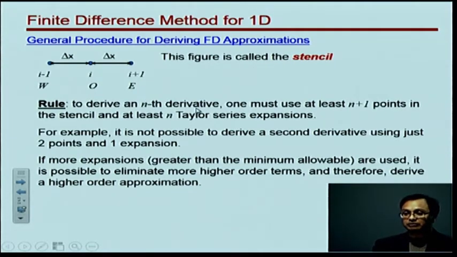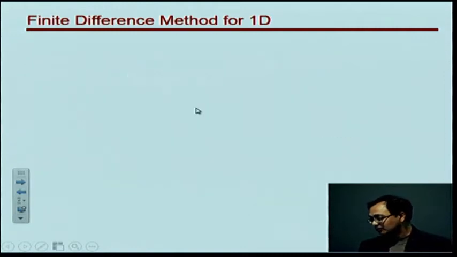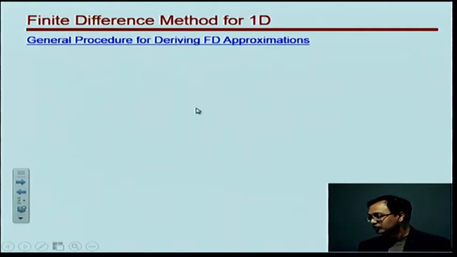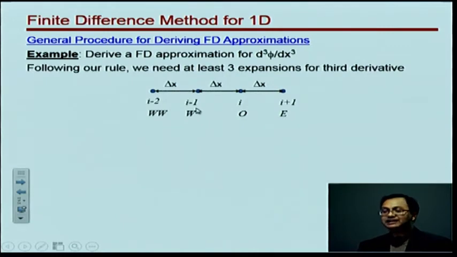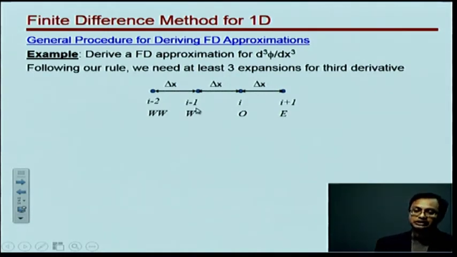So here is an example. Let's say we want to derive a finite difference approximation for the third derivative now, not the second derivative. So our rule says that we need at least 3 Taylor series expansions and 4 points. Now whether that will in the end give us a first order scheme or second order scheme, we don't know. All we can say is it will give us a valid scheme. It remains to be seen what the order of the error might be in that case.